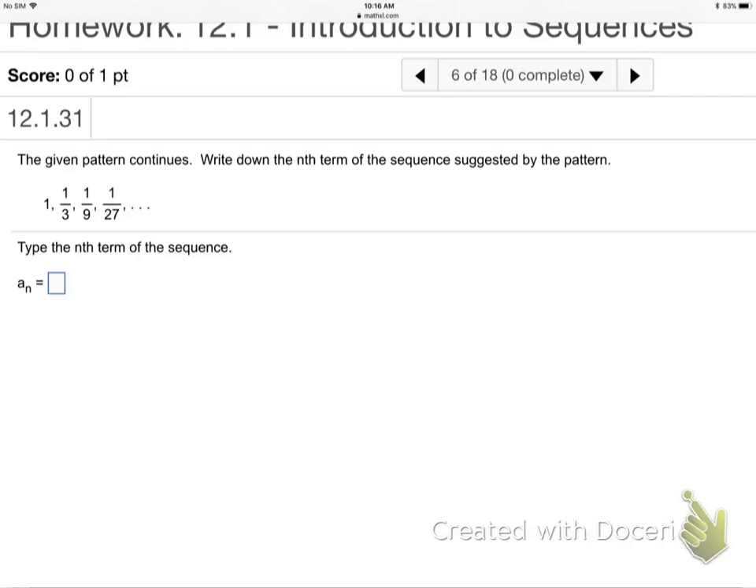Okay, so they're giving me 1, 1/3, 1/9, 1/27, and so on. And they're wanting me to write down an nth term formula. So you see how we're playing the game backwards now? Now they're giving me the first 4 terms and asking me for the formula that produces them. Last couple problems, they gave me the formula, had me plug in 1, 2, 3, 4, 5, and crank out the terms. Now we're doing it backwards, going from terms back to formula.